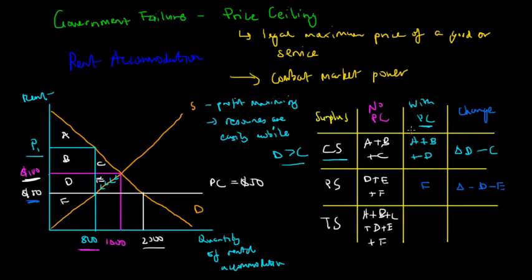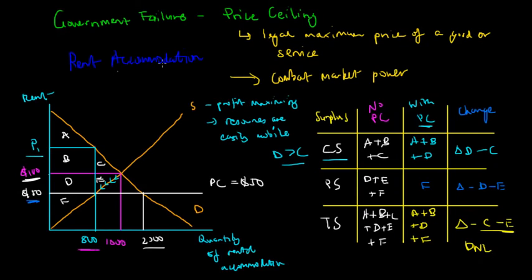And as we can see, the total surplus with the price floor, or the price ceiling, rather, will be A plus B plus D plus F. And so the change, or the deadweight loss, exhibited here would be D minus C, which cancels out, and negative C minus E. And so that will represent the deadweight loss.